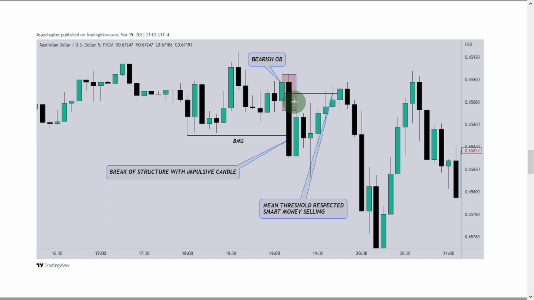The open as well can be an entry and you are good. Stop loss is just above here. You take your profit down here and that's it. So break of structure with impulsive candle, imbalance in between here, and that's it. A good order block to work with.